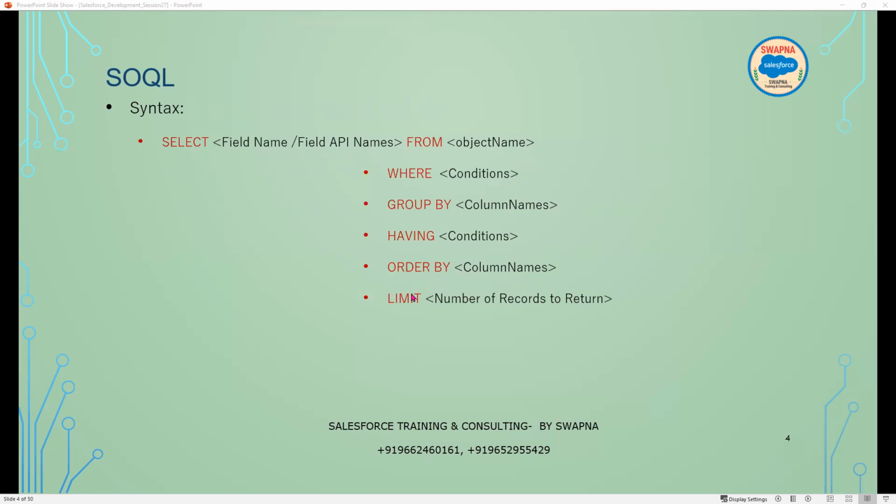Limit is how many records you want to pull, one record or two records. And then we can see the offset. Offset is how many records you want to skip. And then we'll see all rows and for update. So this is what we have seen just now.